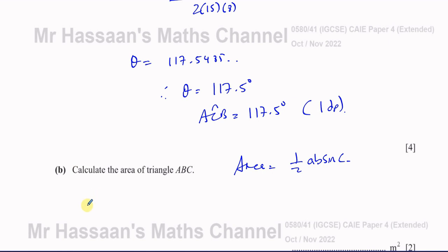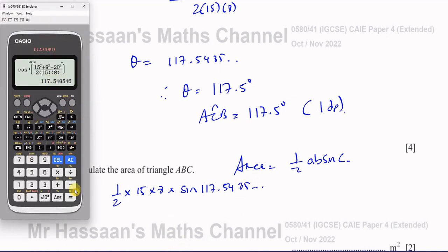So the area is going to be a half times 15 times 8 times the sine of this angle, 117 point. And I'll use it in its more accurate form, which is in my calculator already. So I can just put a half times 15 times 8 times the sine of my last answer, which was the angle that we found. And that gives me my area, which is going to be 53.197.